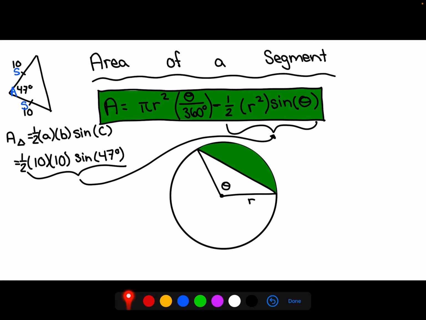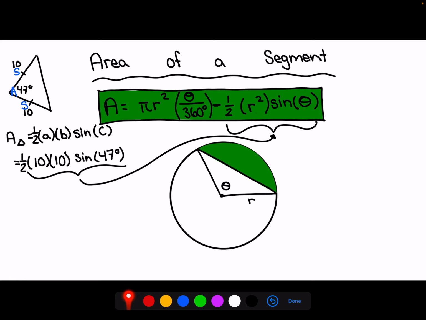And you may be like, well, what are the sides? Well, our sides of this triangle are just radius lengths. And within a circle, we know that all radii are congruent. So therefore, it will always just be r times r. So both a and b here are r. That's where r squared comes from.